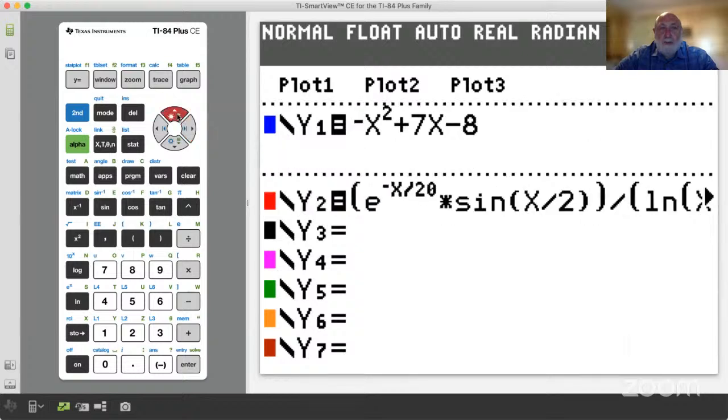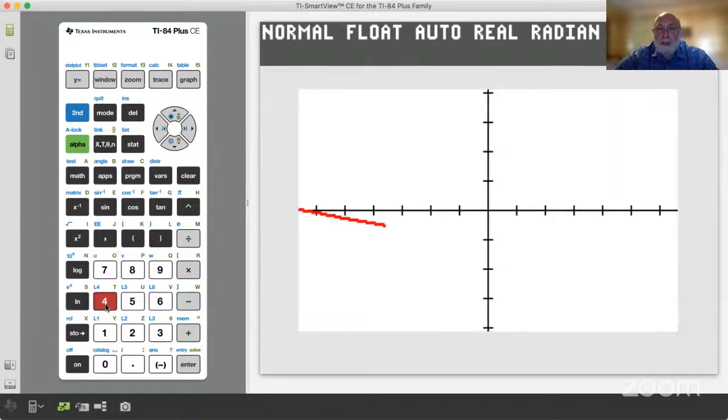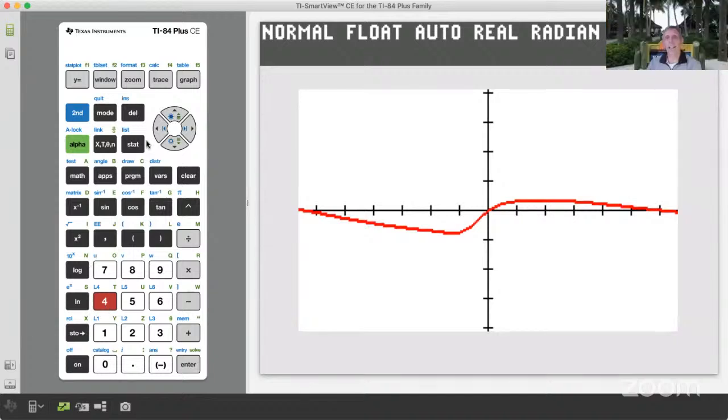Let me turn off the y1 from the previous problem. And we might just do a quick graph here to see if it looks like the function Steve had. Yeah. Okay, a little bit different window, but it looks pretty good. Indeed it does. Very good.